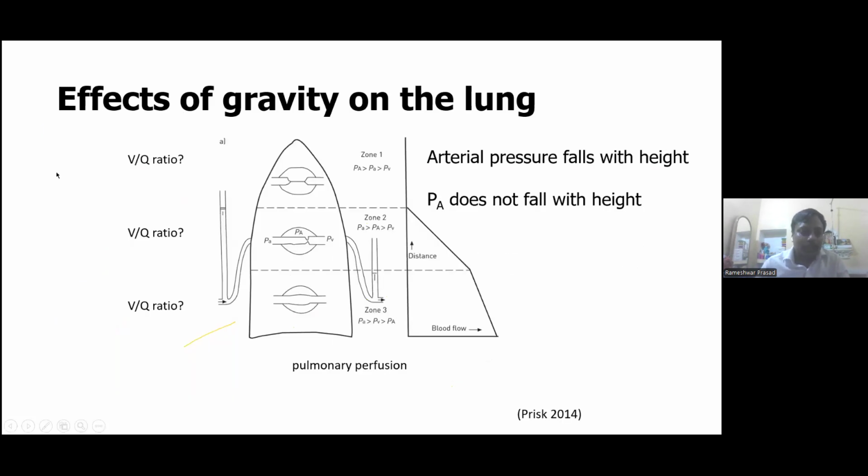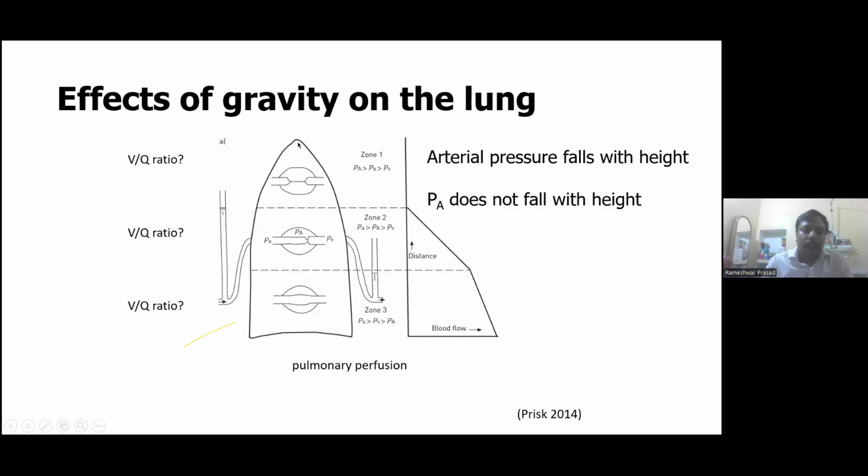Now, there is another thing: the effect of gravity on oxygenation, and lung perfusion and oxygenation. Why is it important? Because neonates lie supine and adults usually remain upright. First, we will discuss the application of this knowledge.